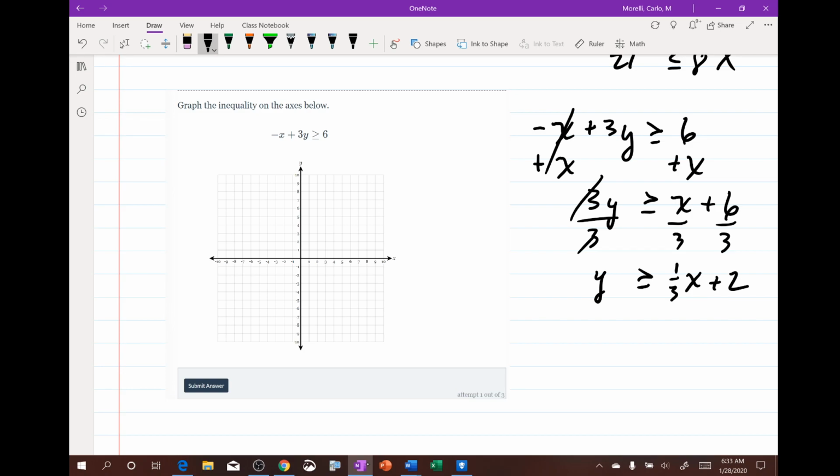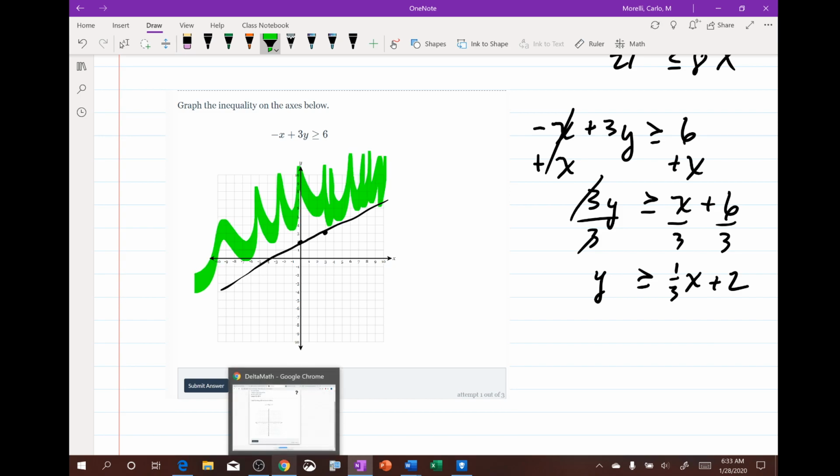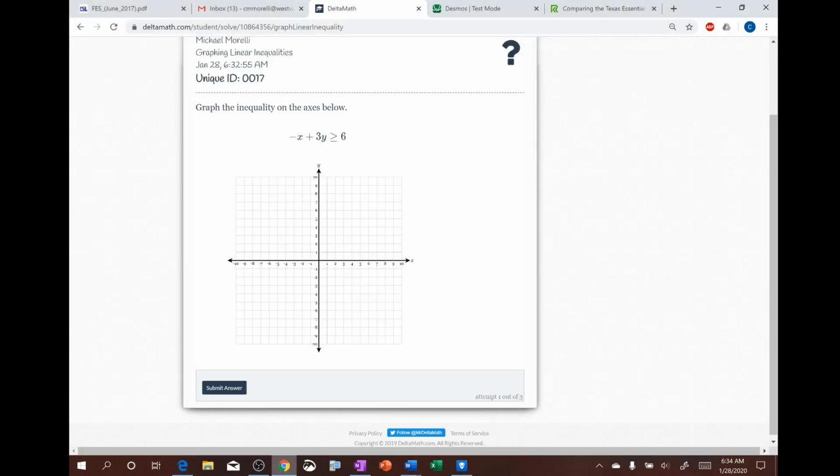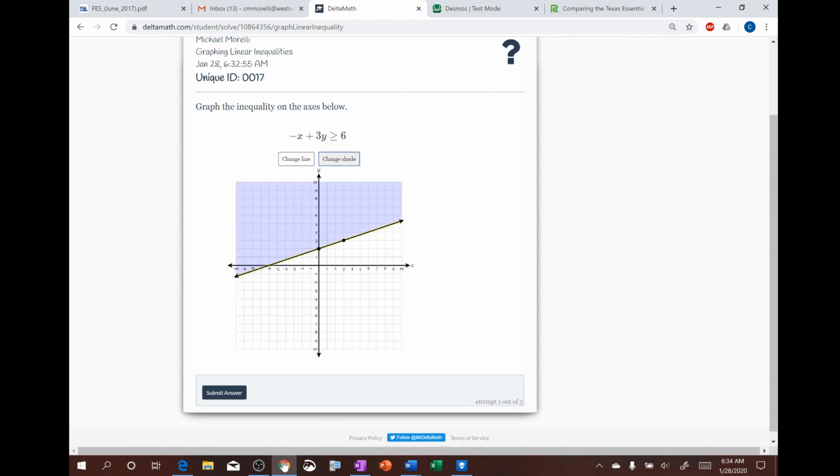So we're going to go to 2 here, and then we'll use the slope to go up 1 over 1, 2, 3. And then we'll draw a line passing through those points. It needs to be solid. And because it's greater than, we're going to shade above. So that's 2 on the y and then up 1 over 3. So we'll go to 2, up 1 over 3, and shade above.